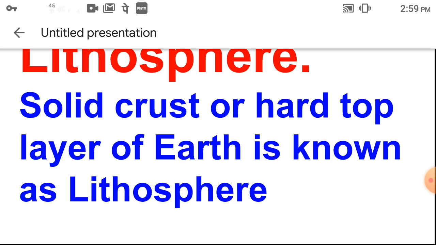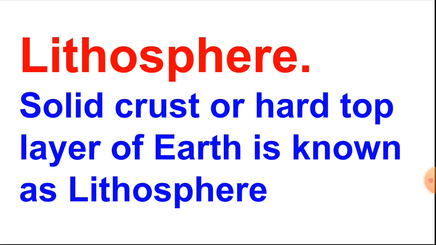The natural environment is broadly divided into four types of features. On the basis of these four types of features, we divide the natural environment into four: the first one lithosphere, second hydrosphere, third atmosphere, and fourth biosphere.